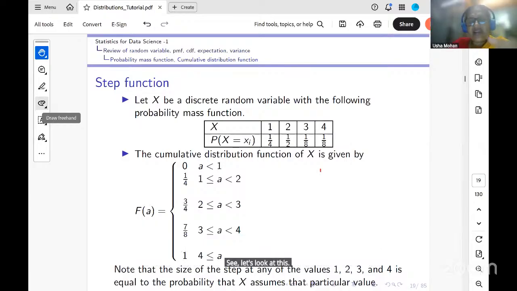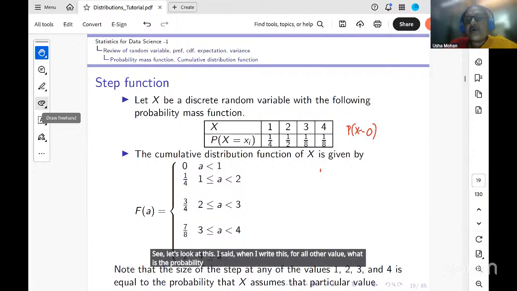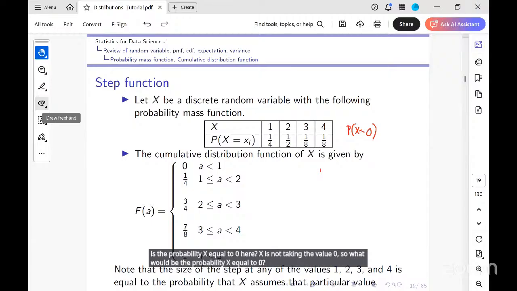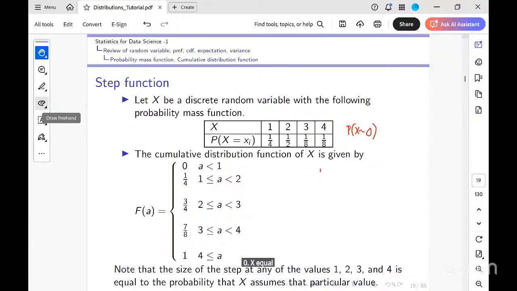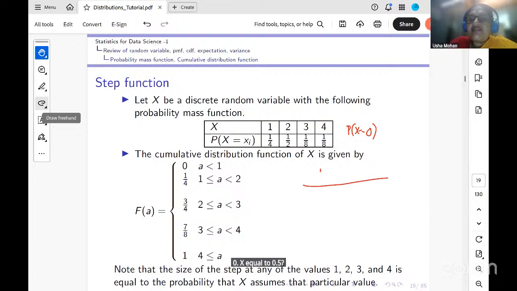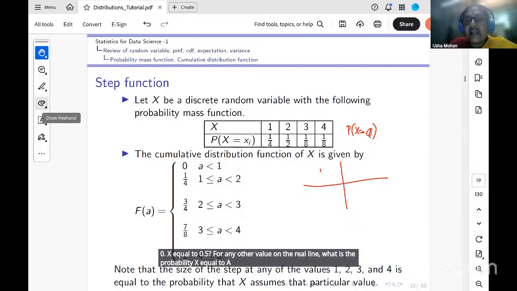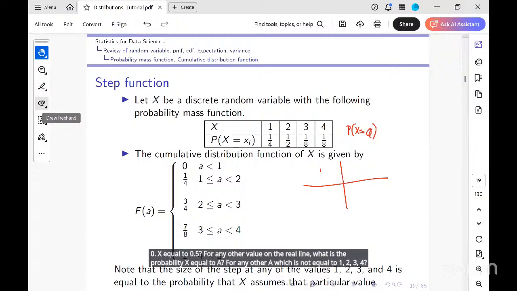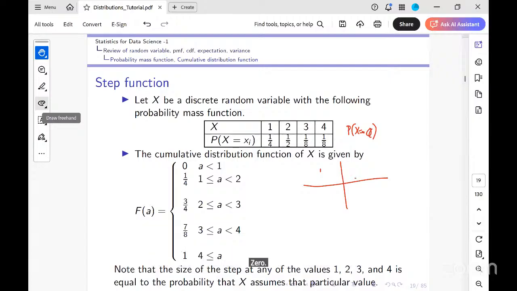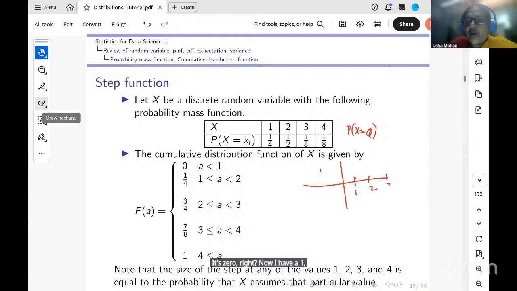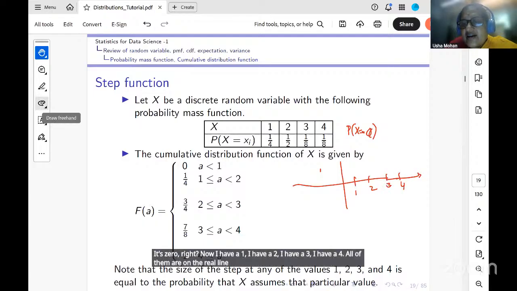When I write this for all other values, what is the probability X equal to 0 here? X is not taking the value 0. So what would be the probability X equal to 0? 0. For any other value on the real line, what is the probability X equal to a, for any a which is not equal to 1, 2, 3, 4? It's 0, right? Now I have a 1, a 2, a 3, a 4. All of them are on the real line. Is that clear? Yes, ma'am.